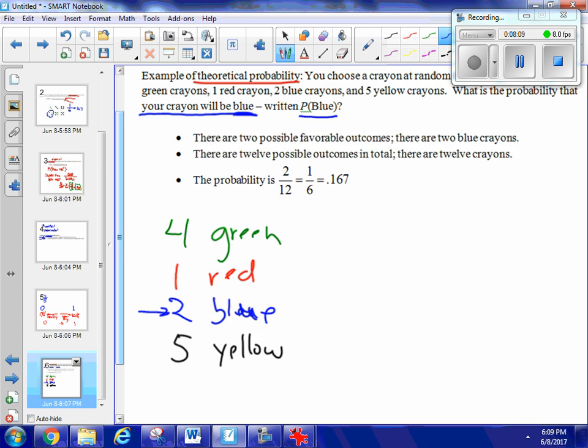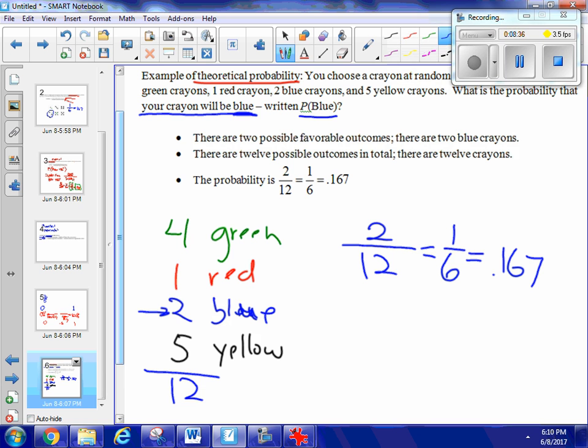And my total possibilities are, well, let's add them up: 5, 7, 8. I have 12 crayons total. So that's my sample space. So my probability is 2 out of 12, which is the same as 1 out of 6, which is the same as 0.167. I'd say that's a pretty low probability. And I would write it like this: P(blue crayon), that's my event that I'm looking for, or my outcome, is equal to 0.167.